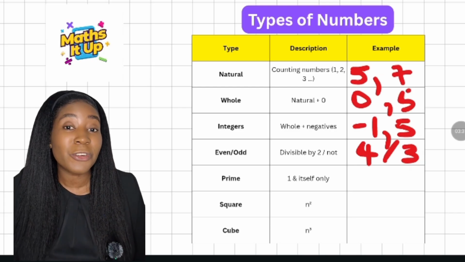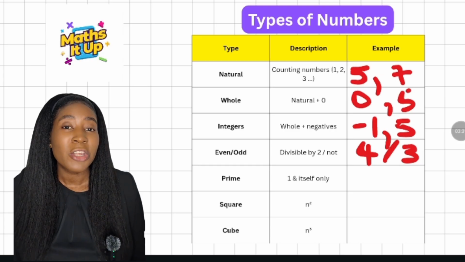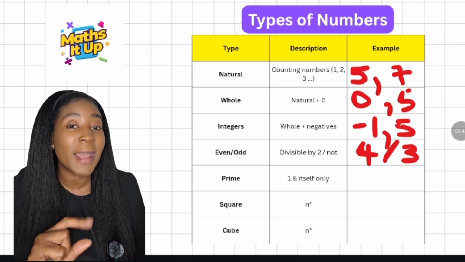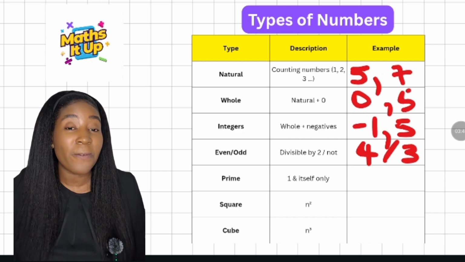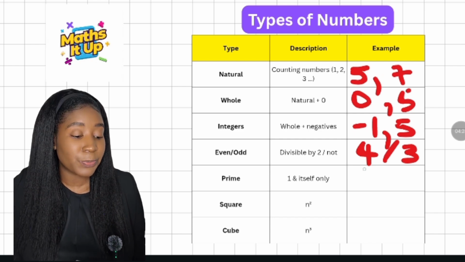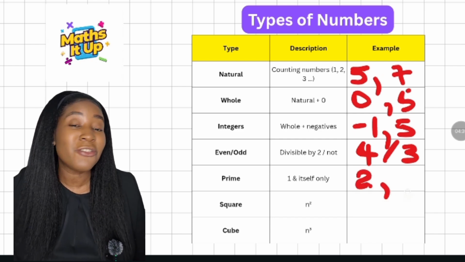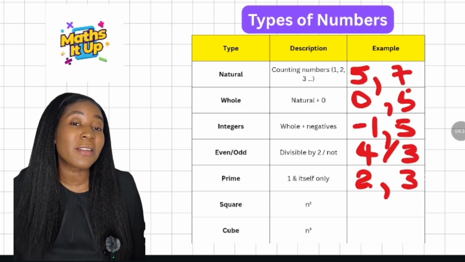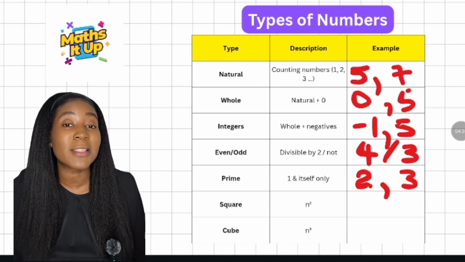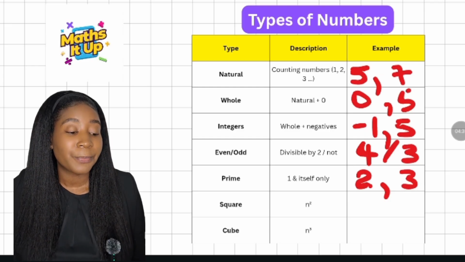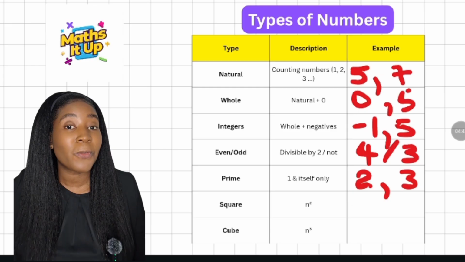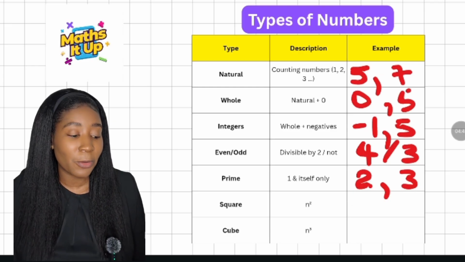Next category of number is prime number. Now a prime number has only 2 factors, 1 and that number itself. Our first prime number is 2. Then another example of a prime number is 3. When I look at the factors of 2, I get 1 and 2. That's 2 factors only. When I look at the factors of 3, 1 times 3 is 3. 2 factors only, so 3 is a prime number.